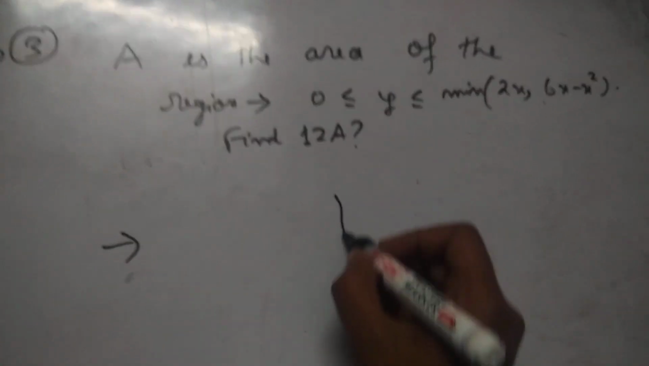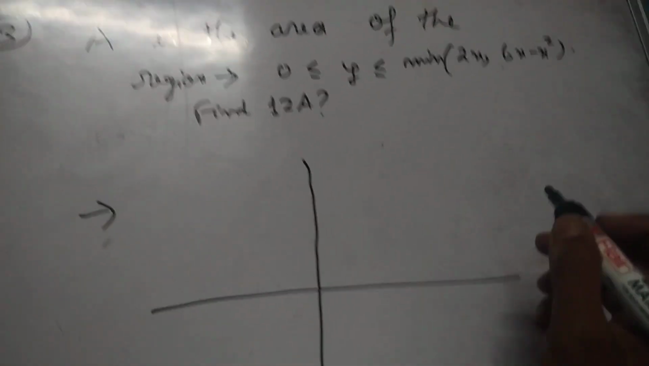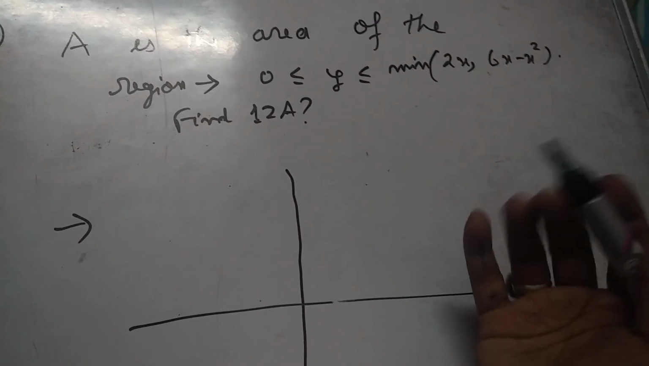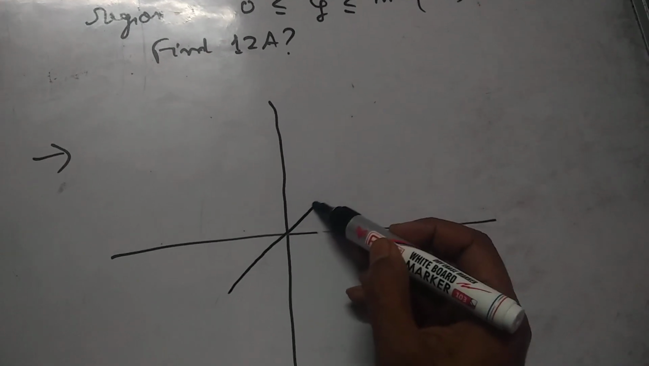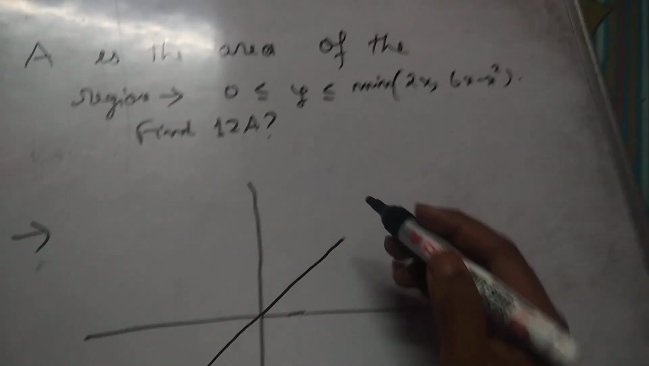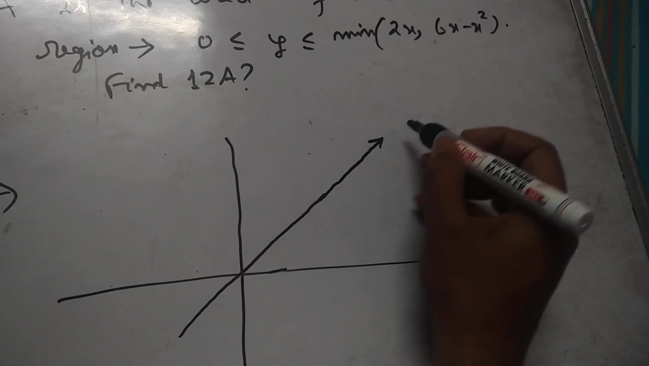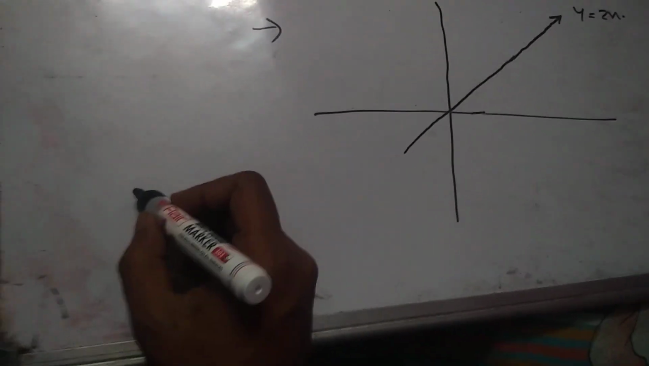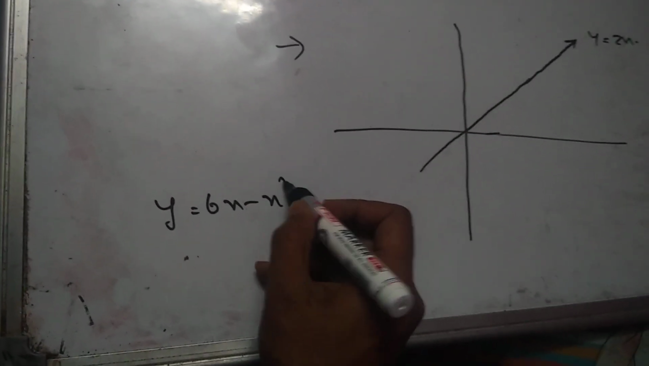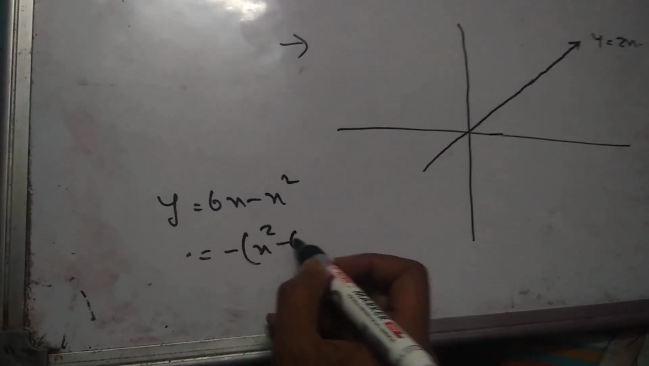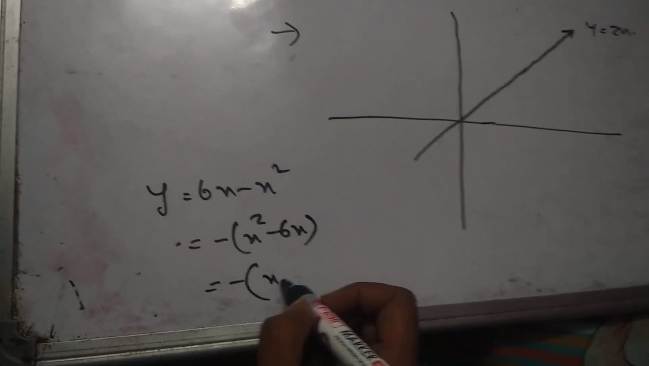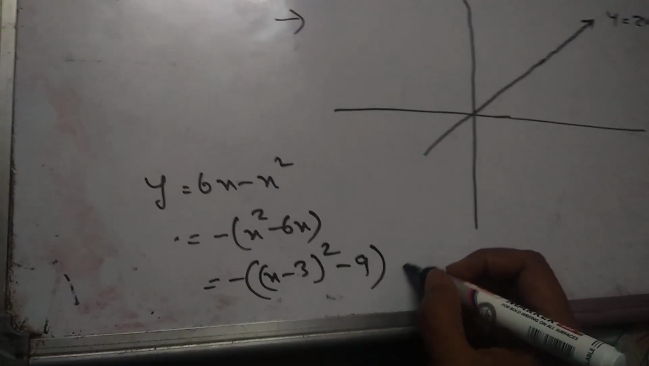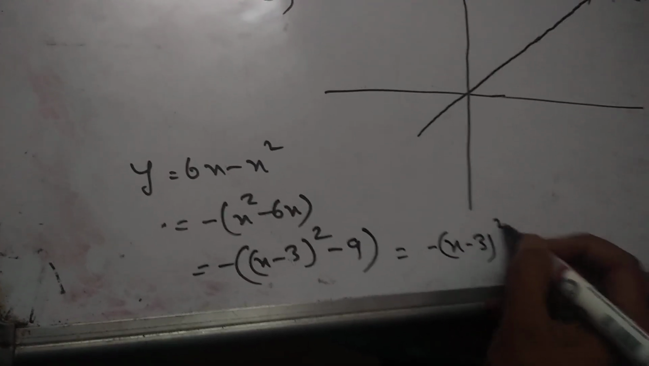So we'll draw the graph first of all, because y lies between the x-axis, 0 means, and some minimum. Okay, so we can draw the 2x graph easily, right? So this is the 2x graph, y equal to 2x, and the other graph is 6x minus x², which you can write like this, or you can complete the square: minus (x minus 3)² plus 9.